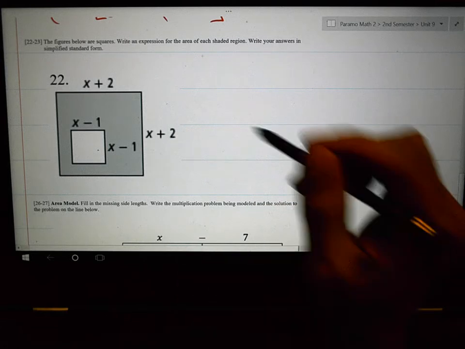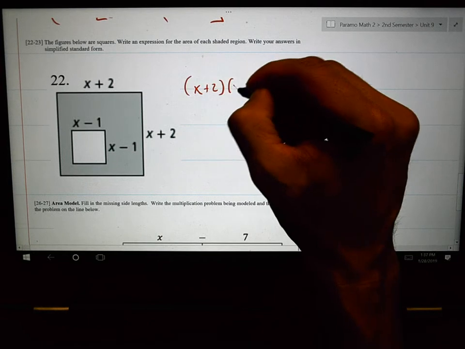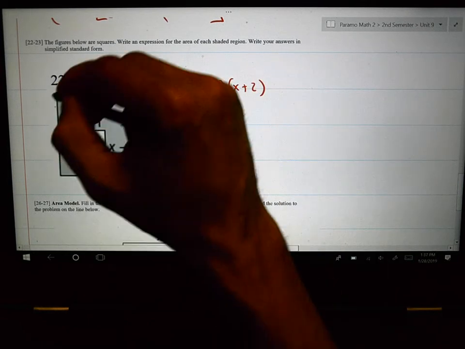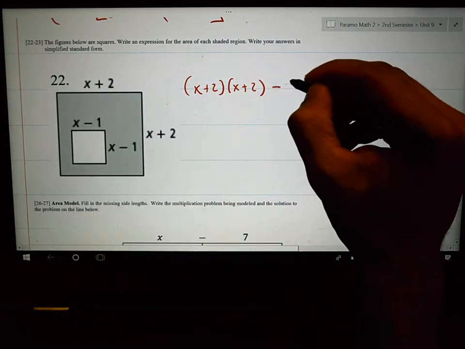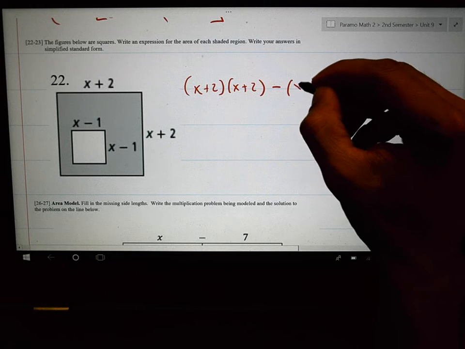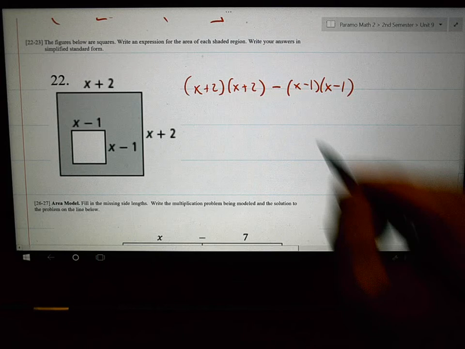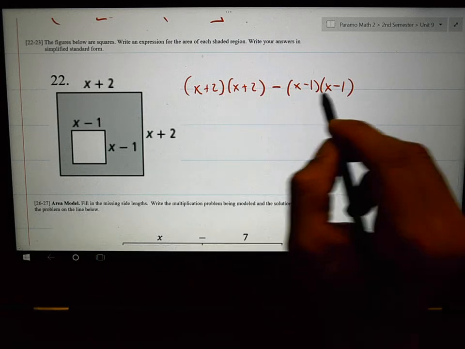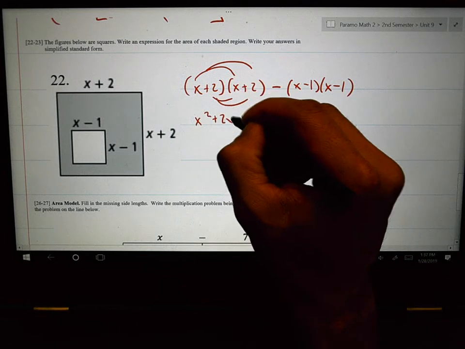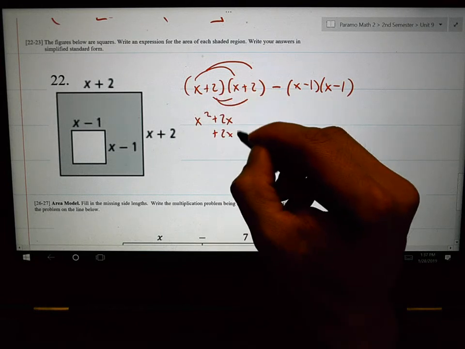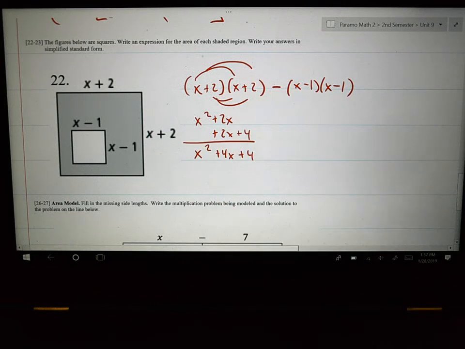So if you think about it, length times width gives you x plus 2 times x plus 2. That gives us the area of this big box, including everything in between. And what we could do is subtract the length times width, or the base times height, of x minus 1 times x minus 1. And so you have to multiply before you subtract. This is where I would FOIL if I were you. X squared plus 2x plus 2x plus 4 is x squared plus 4x plus 4. That's what these 2 multiply equal.